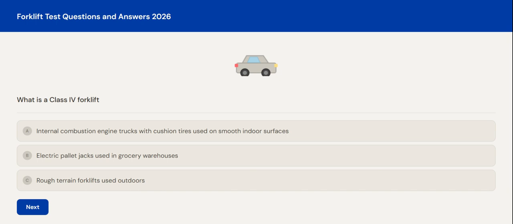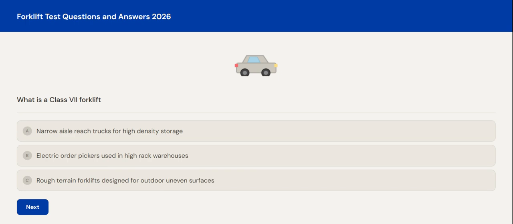Let's keep going. What is a Class 4 forklift? Internal combustion engine trucks with cushion tires, used on smooth indoor surfaces. Cushion tires mean smooth floors only. Class 4 machines are not designed for outdoor or uneven terrain. That's what Class 7 is for.